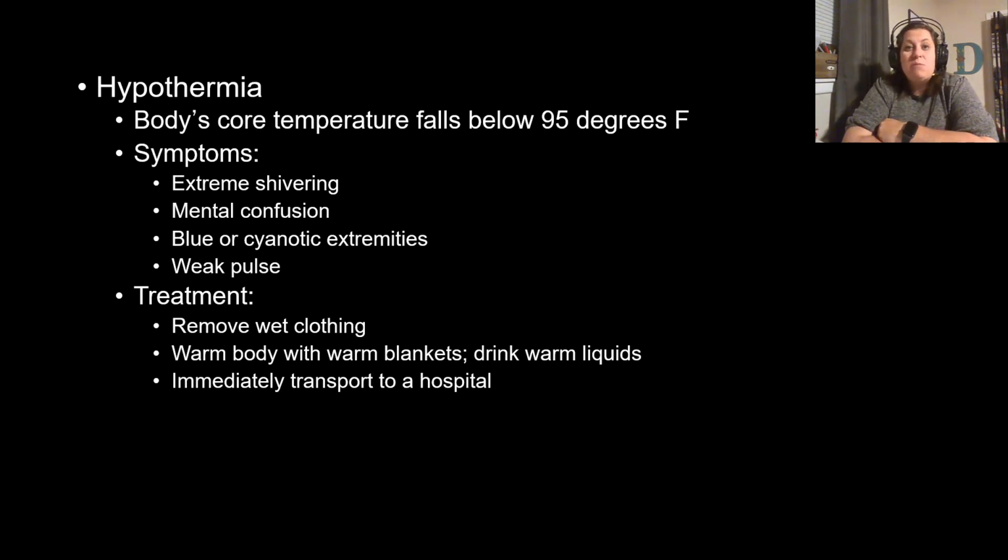Treatment: we need to remove wet clothing. A lot of times hypothermia happens because they fell into really cold water or it's really cold outside. We need to remove the wet clothing.